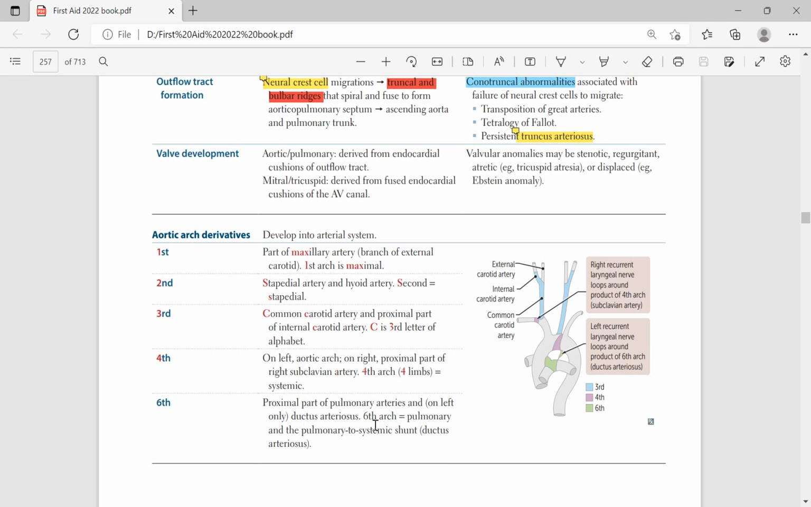On the left, only the ductus arteriosus. Okay, and the ductus arteriosus: sixth arch, pulmonary, and the pulmonary to systemic shunt through the ductus arteriosus.